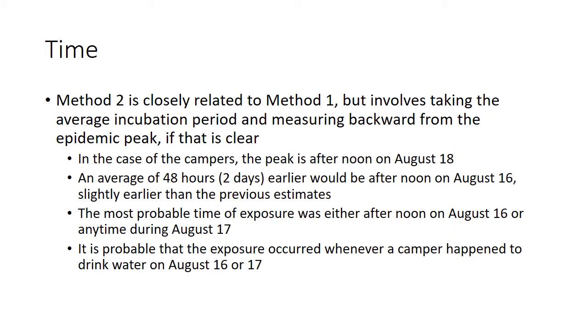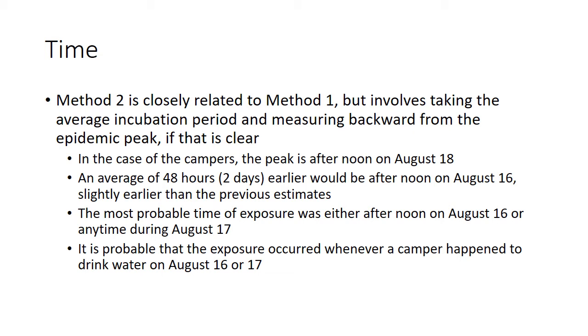Method 2 is pretty closely related to method 1, but it involves taking the average incubation period and trying to measure backwards from the epidemic peak, if that is pretty clear. We saw in the campers case that there was a pretty clear peak, around afternoon on August 18th. With an average of 48 hours, or 2 days, earlier would be afternoon on August 16th, which again was slightly earlier than what the previous estimates were going to be.